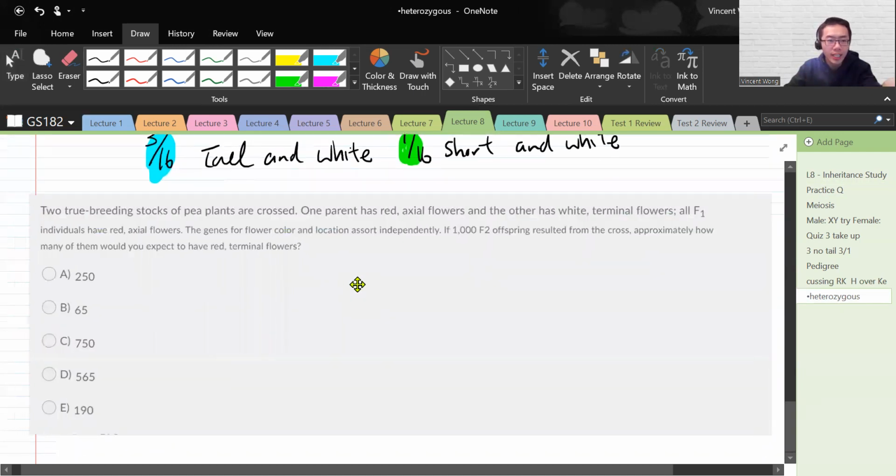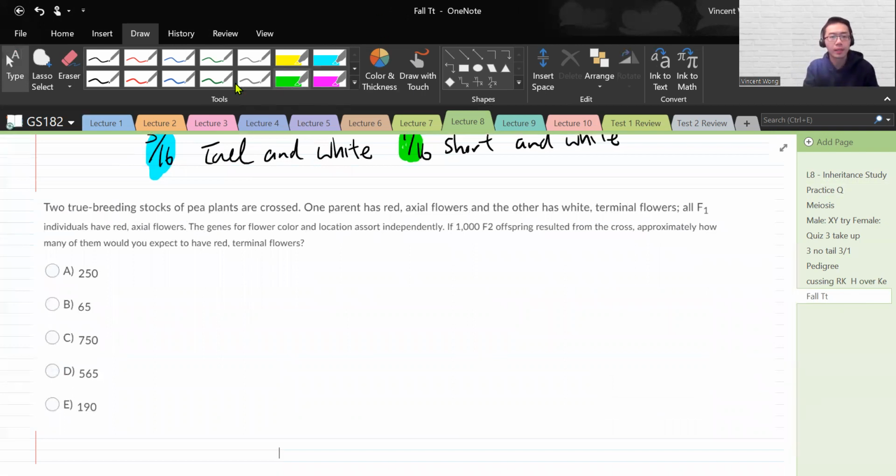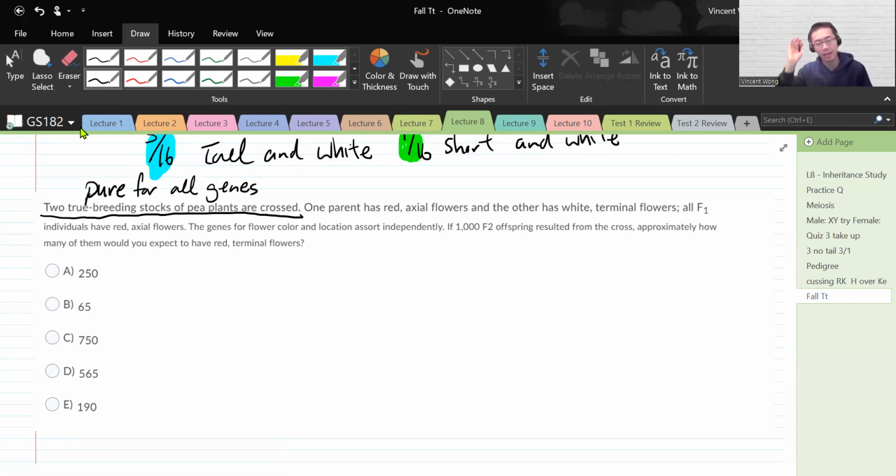Two true breeding stocks of pea plants are crossed. True breeding means they are pure for all genes, for all genes. Like they're big A, small b. It's not about the capital or the small. It's about being the same.